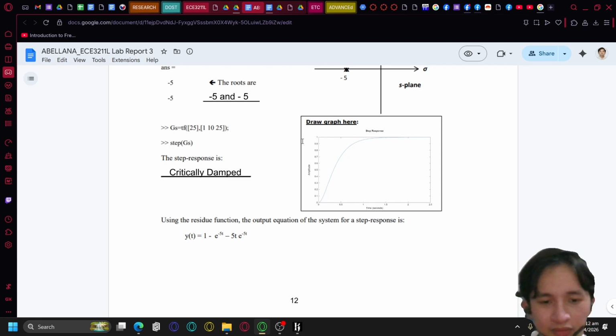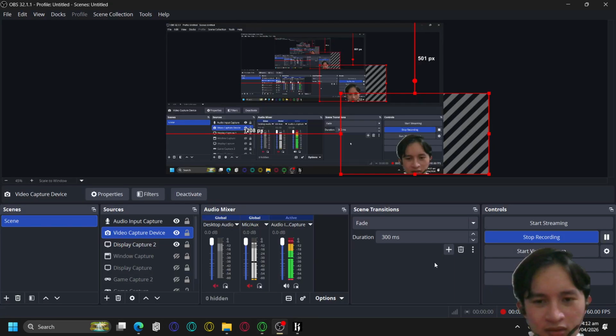As a note to self, I learned that pole analysis is a reliable way to predict system behavior even without plotting. Overall, this experiment helped me better understand system response and stability. And that's all. Thank you.